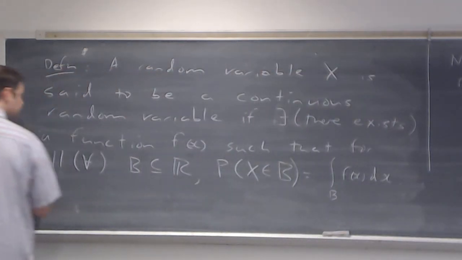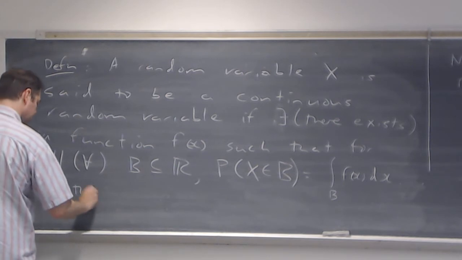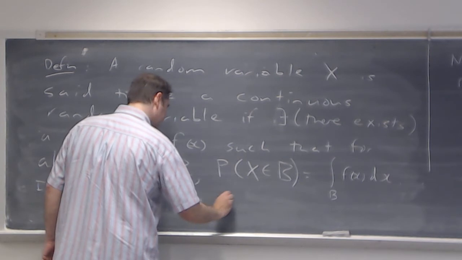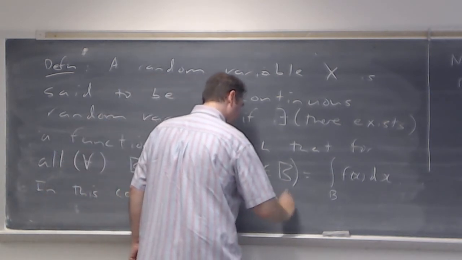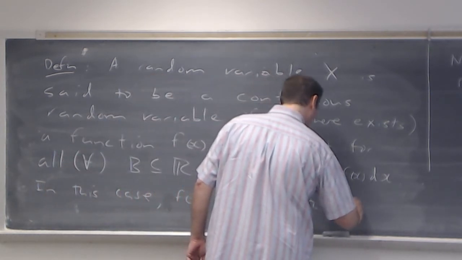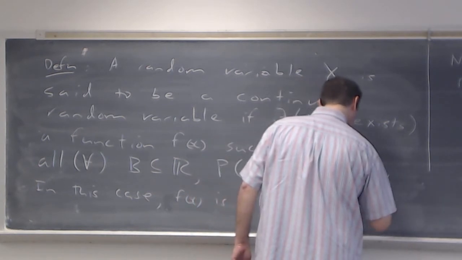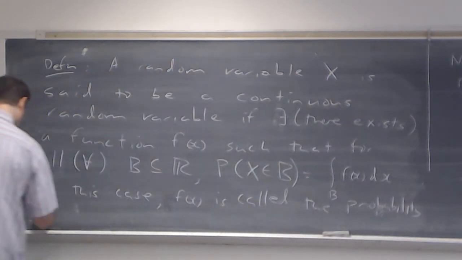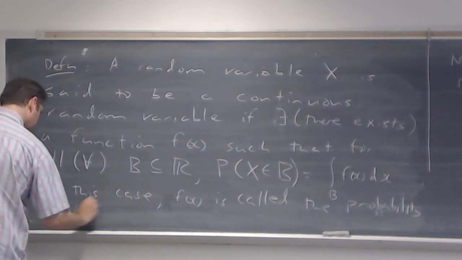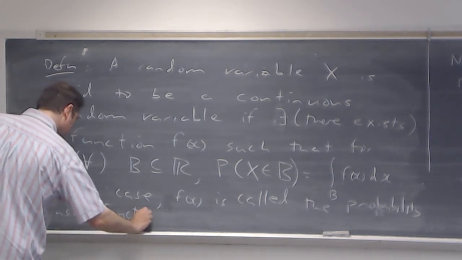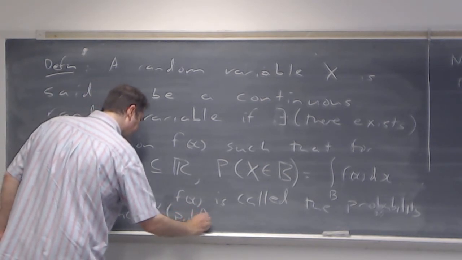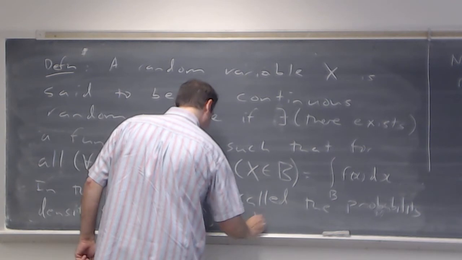In this case, f of x is called the probability density function, and we abbreviate that PDF of X.